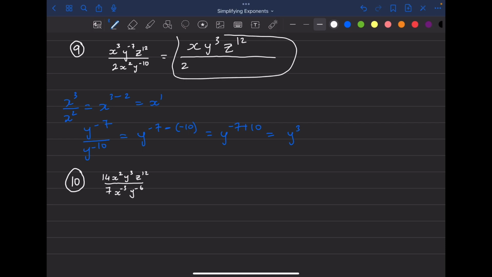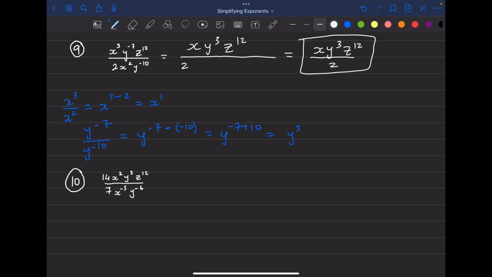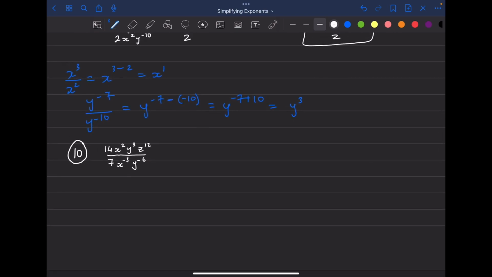Once again, pretty simple. And just to make it neater, I can finally rewrite this as x, y cubed, z to the power of 12, all over 2. Just to make it neater, but I just copy pasted it. So we're done. And then the final question, we have 14 and 7 again.